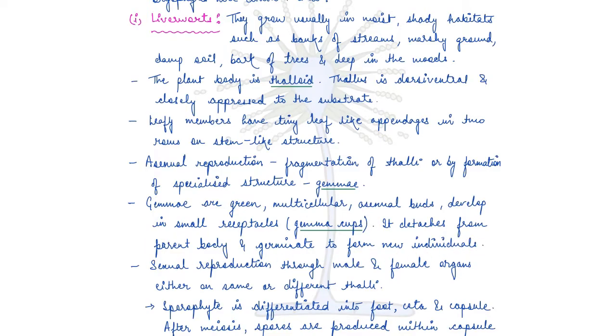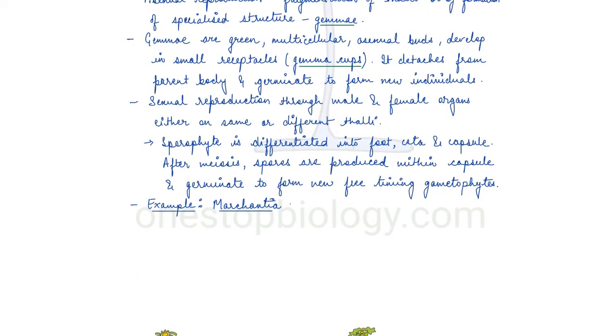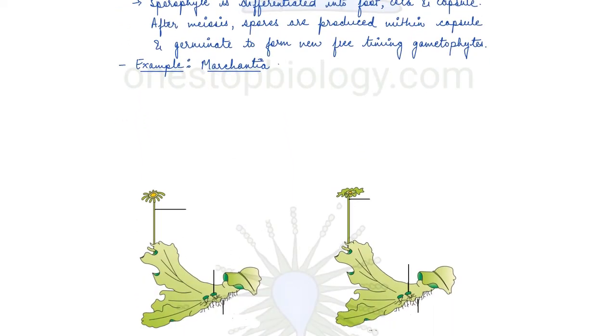Now how does sexual reproduction occur? It occurs through male and female organs. It can occur on the same or different thalli. Now how does it occur? The sporophyte is differentiated into foot, seta and capsule, and after meiosis they form spores. These spores are produced within the capsule, and those spores germinate to form a new free living gametophyte. Now one example of liverwort is Marchantia, and we'll see the structure of Marchantia as well.